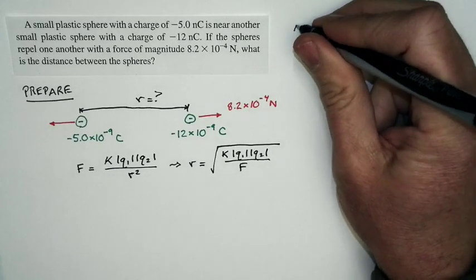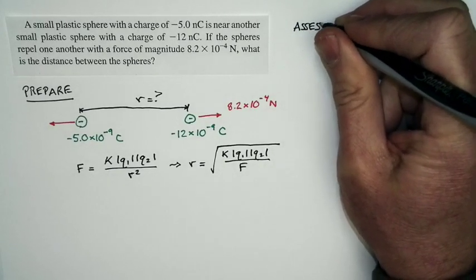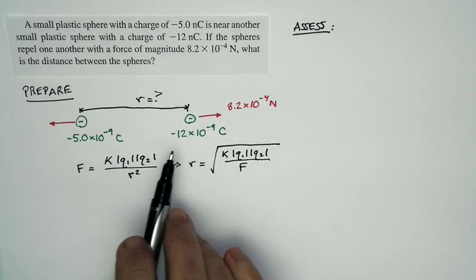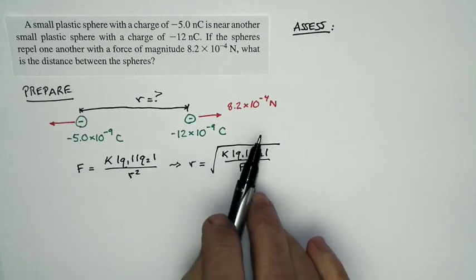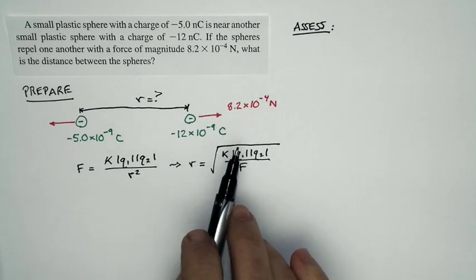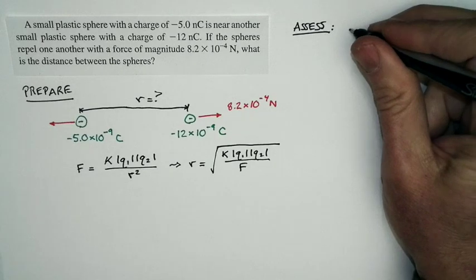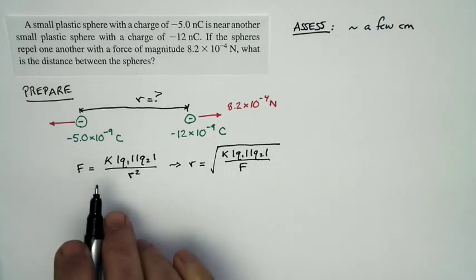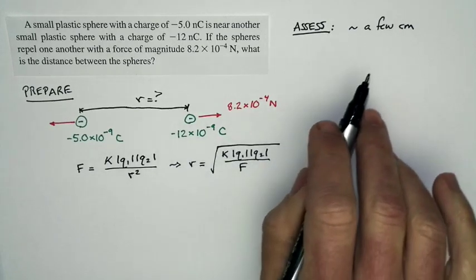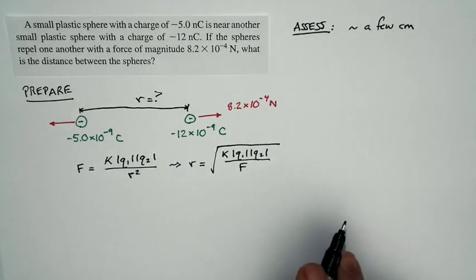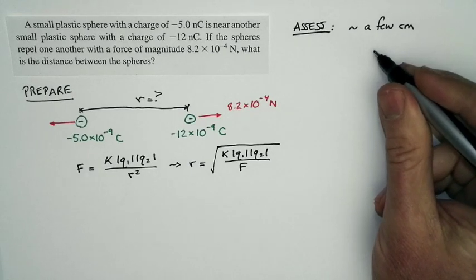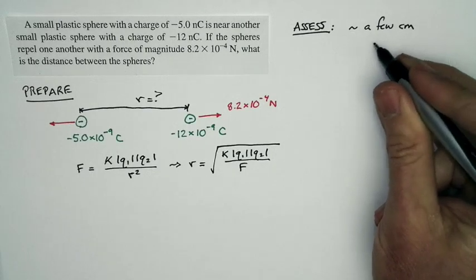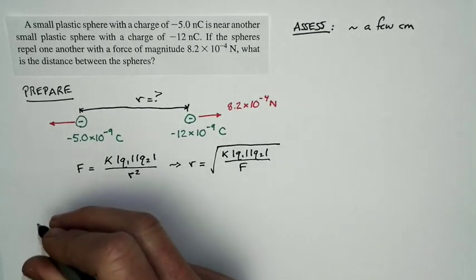And before we do that, before we complete our solution, let's do an assessment. What do we expect the answer to look like? Well, for charges on the order of a few nanocoulombs, for forces on the order of a millinewton or so, we've seen distances that are on the order of a few centimeters. So for nanocoulomb charges and millinewton forces, distances of a few centimeters is what we expect. We're going to do that assessment before we complete our calculation, and so when we finish our result, if we get something that matches this, that will give us confidence.